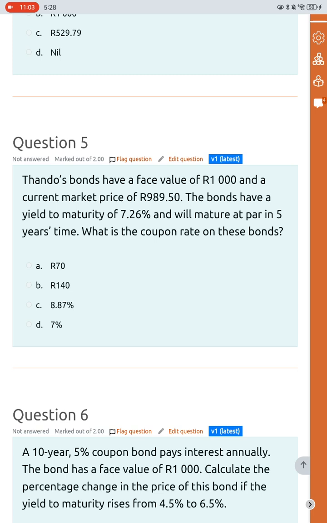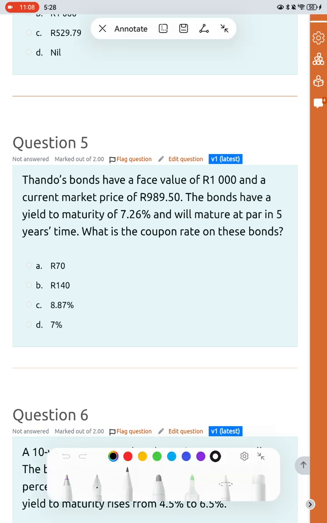Let's go to question 5. In question 5, we are given a face value of 1,000 Rand and a current market price of 989 Rand. The bonds have a yield to maturity of 7.26% and will mature at par in 5 years' time. What is the coupon rate of these bonds? So we are given all of this, and the question is asking for the coupon rate.